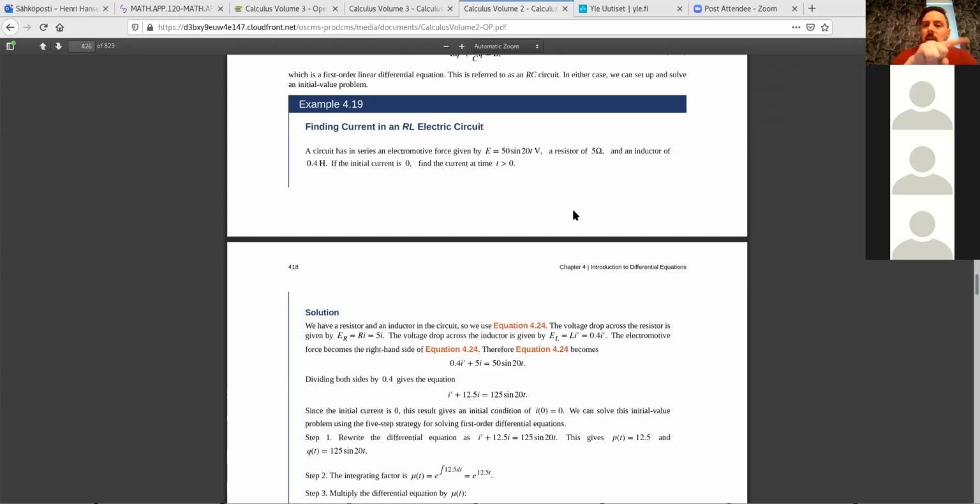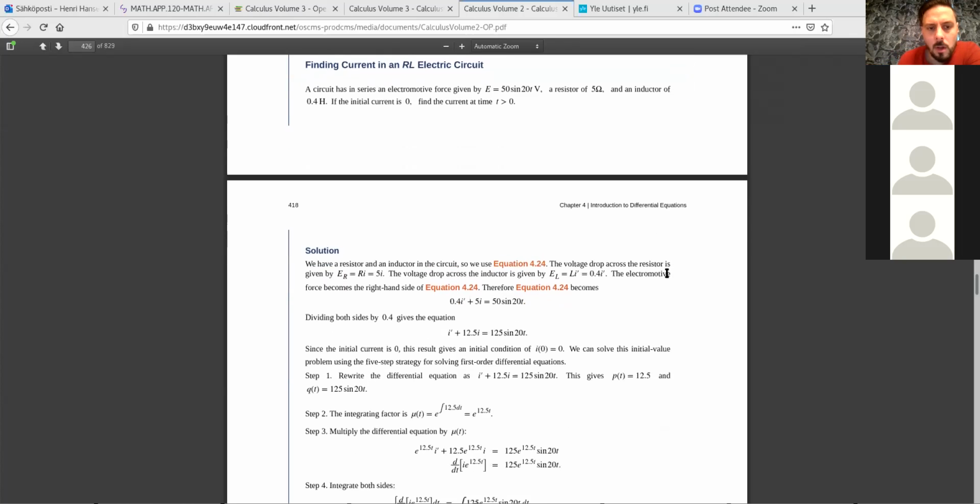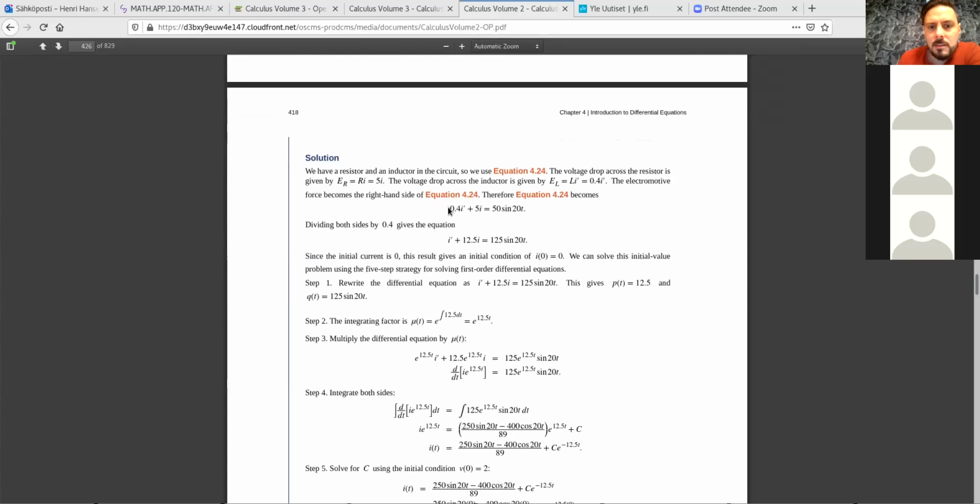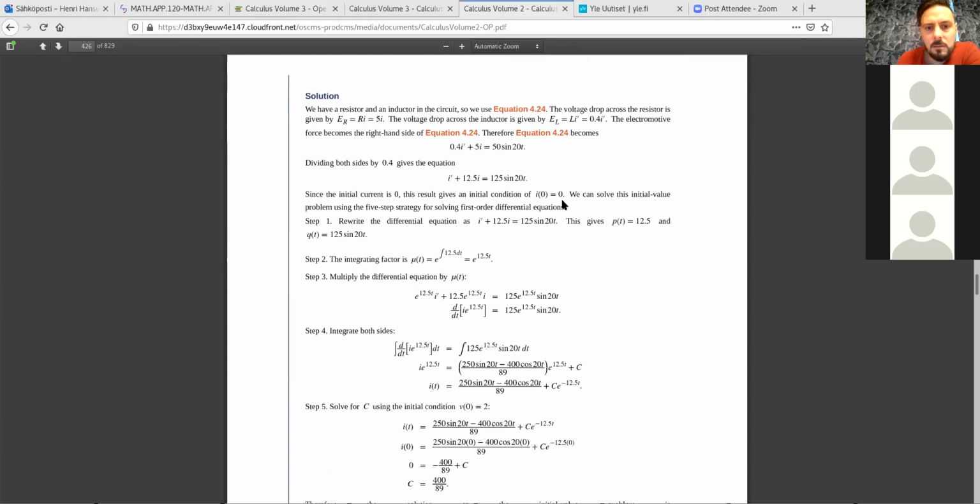So as t changes, the voltage goes like this. It's alternating current. We have an inductor and a resistor. The resistor has 5 ohms and the inductor 0.4 henries. So we can formulate this as the equation 0.4 times I prime plus 5I equals 50 times the sine of 20t. Transform it into normal form.